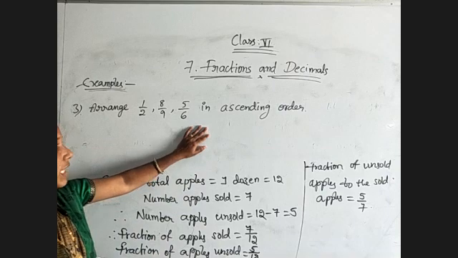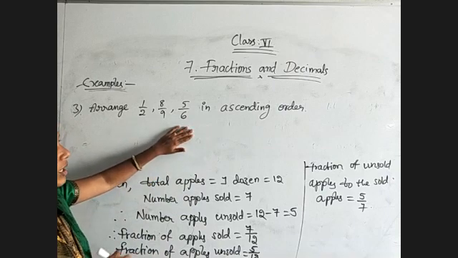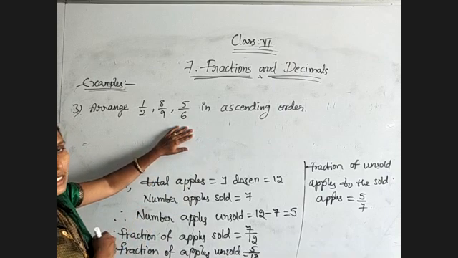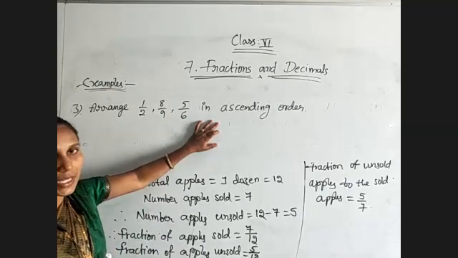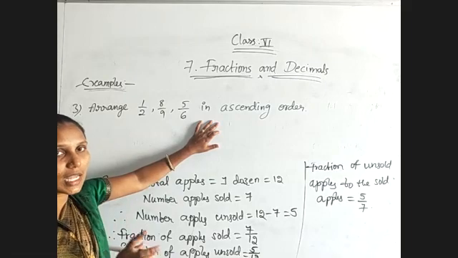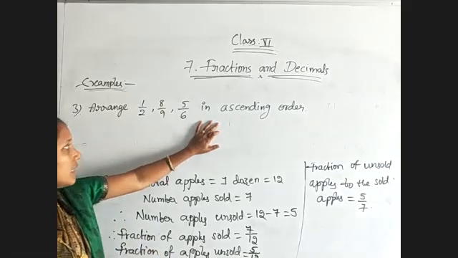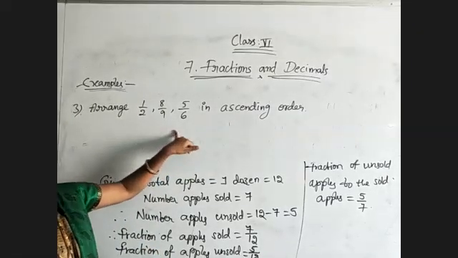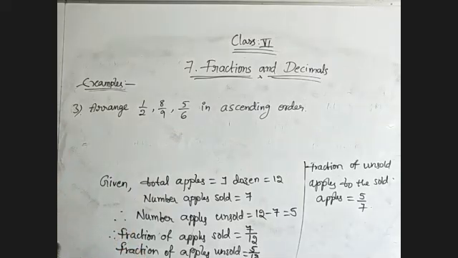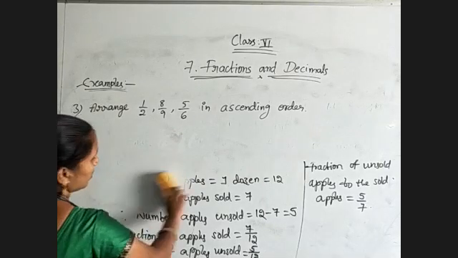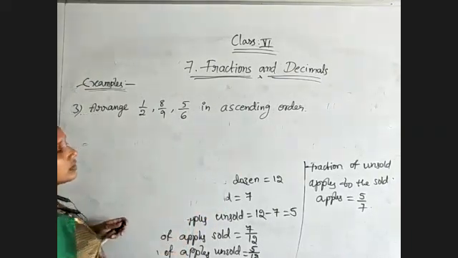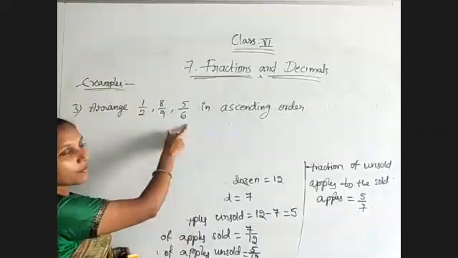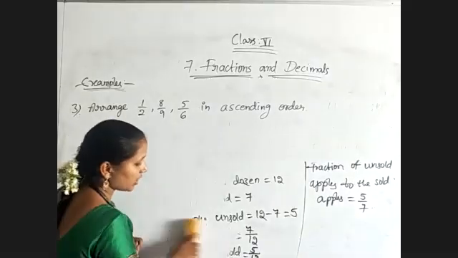Okay. If they are given directly as natural numbers or whole numbers or integers, we can write easily. But here they are fractional numbers. So while you are comparing, that is, while you are writing in ascending or descending order, first we need to check whether those are like fractions or unlike fractions. So observe the given fractions. How many fractions are given? 1/2, 8/9, 5/6. Total 3 fractions are given.